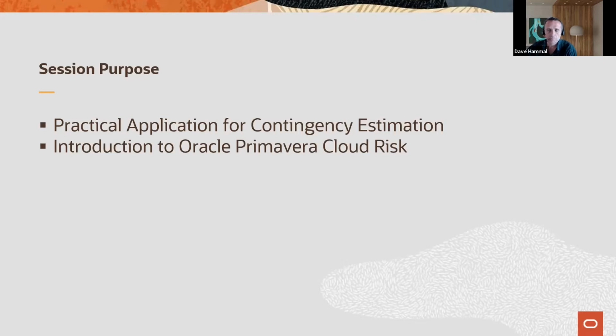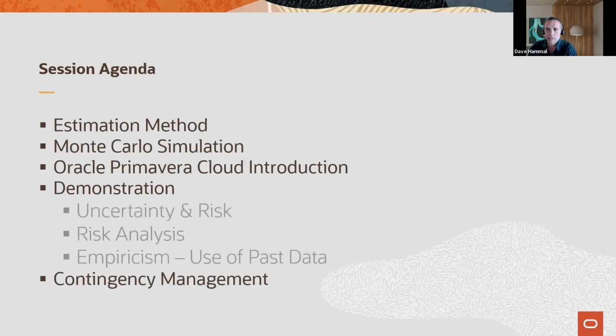all these areas. So the agenda that I'm going to run through: quickly touch on the estimation method that we will be looking at, get into some of the details of Monte Carlo simulation, unpack what that really means, introduce the product, run through a demonstration, and touch a little bit also on contingency management. So predominantly we're talking about sizing or estimating of the contingency, but touch a little bit on at least how that might then continue through into project execution and controlling spend of contingency.